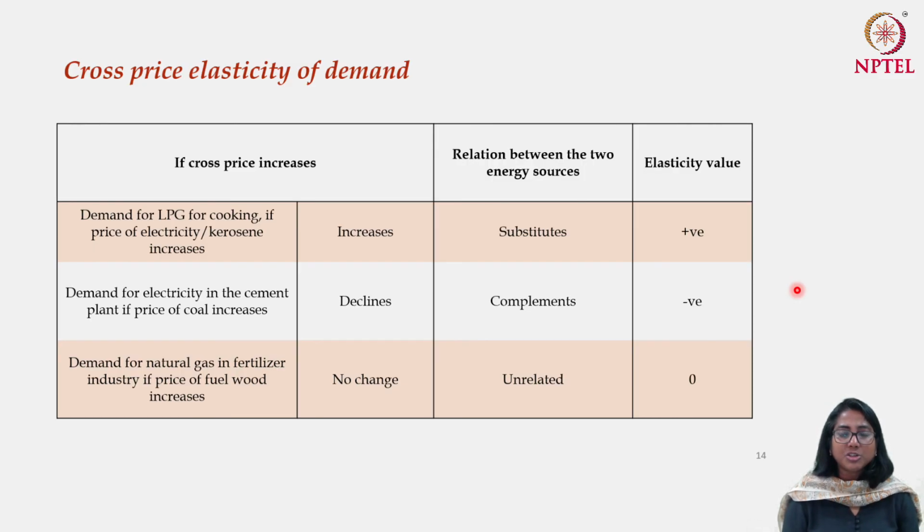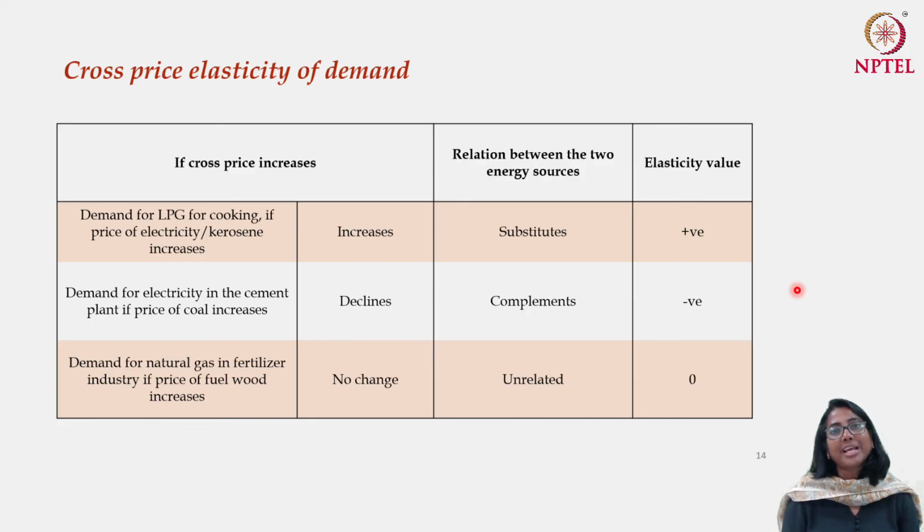Coming to the last example, we are discussing the demand for natural gas. It's basically a feedstock demand. The demand for natural gas in the fertilizer industry if the price of fuel wood goes up. Now, if the price of fuel wood goes up, probably it's not going to affect the fertilizer industry anyway. So these two are unrelated commodities, and in this kind of situation, you are likely to get a cross price elasticity equal to or close to zero.